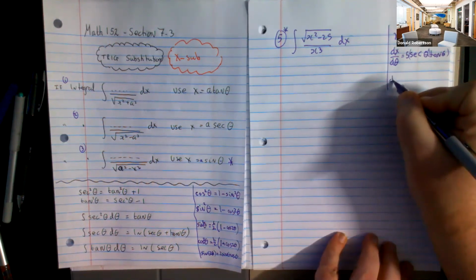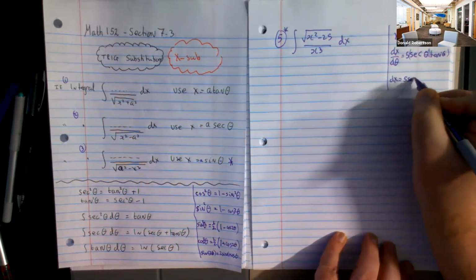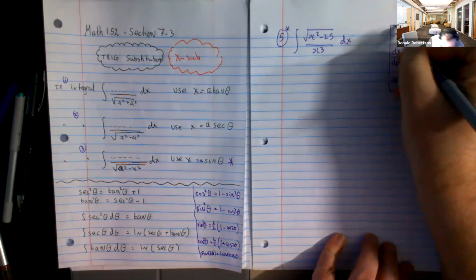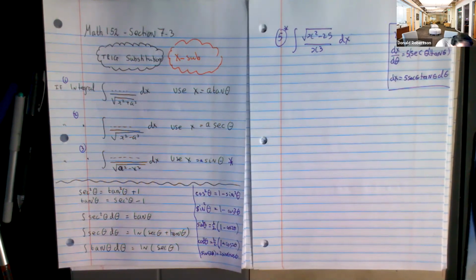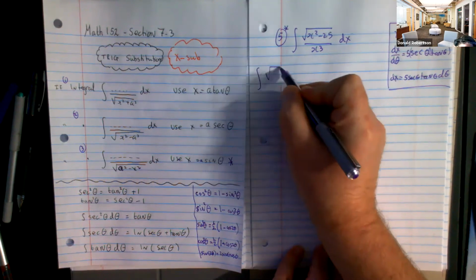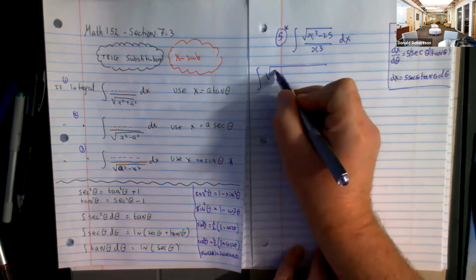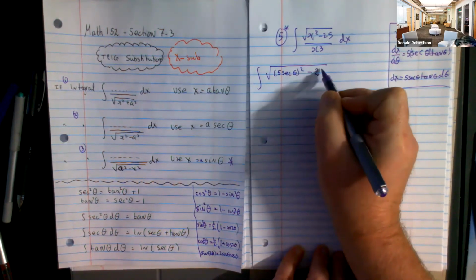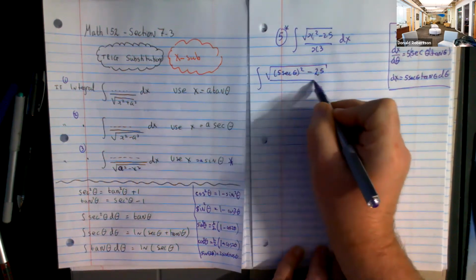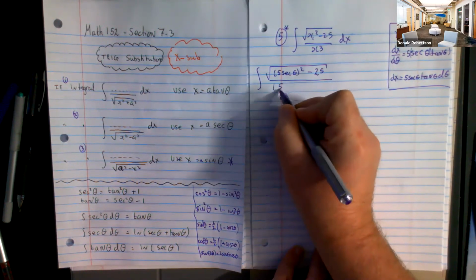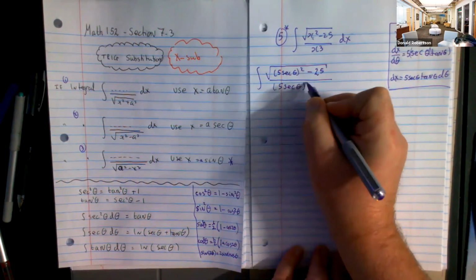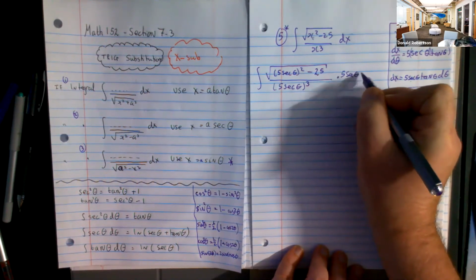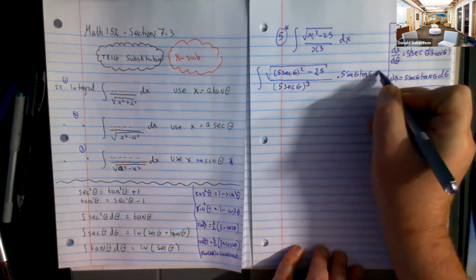So when you do the crossover, you get 5 secant tan d theta. Have you noticed again that you only need 3 lines to get the isolated dx? Now I've got a square root. X squared take away 25 turns into 5 secant theta squared take away 25. The x cubed becomes 5 secant theta all cubed, and the dx becomes 5 secant tan d theta.